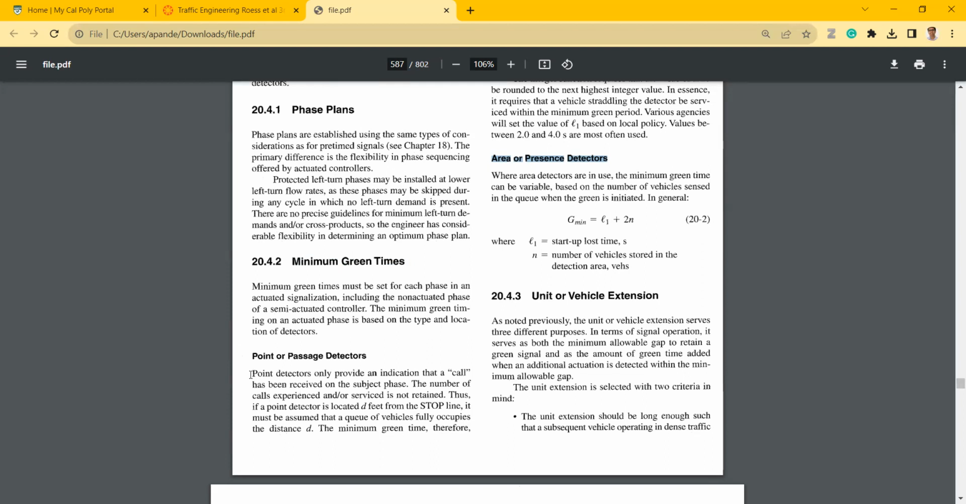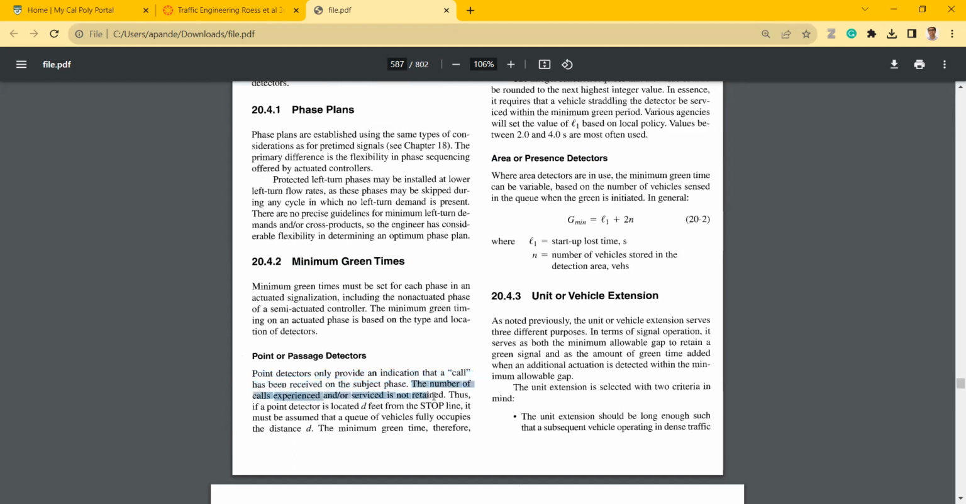So the difference being the point detectors only provide an indication that its call has been received. Okay, they don't know how many vehicles are queued up. They just know the call has been received, right? So this is like whether there is a vehicle on the detector or not, or a vehicle just past the detector or not. That's it. Okay.